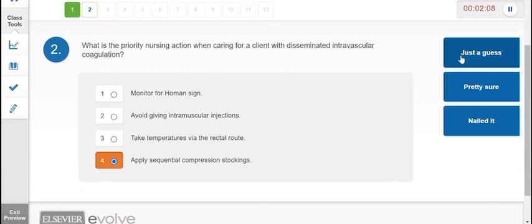Remember, these patients bleed out. What about one? Monitor for Homan sign. What is Homan sign? I don't know. That's why I didn't pick one. Okay, let me tell you what this is.